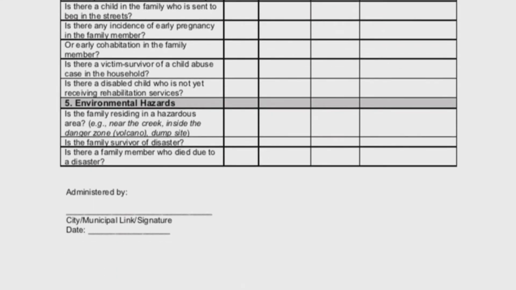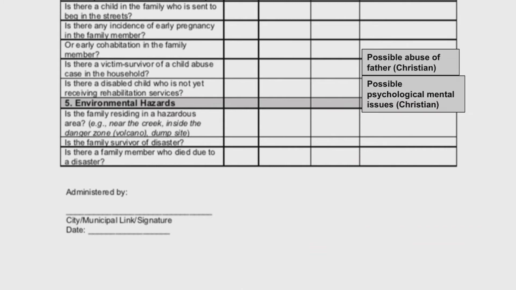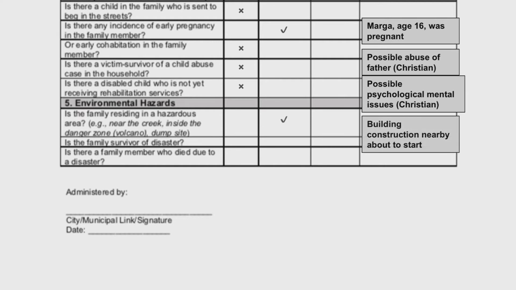It was also noted that Christian, Aling Tere's only son, witnessed a lot of the couple's fights. Christian exhibited unusual behavior which might be an effect of the domestic violence he witnessed. On the other hand, Marga, who recently gave birth, is only 16 years old and considered as a case of early pregnancy. Lastly, it was mentioned that there is an upcoming 2-year construction in the area which might be considered as a hazard since it is near the family's residence.